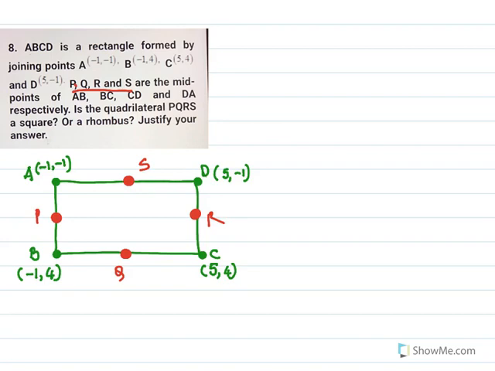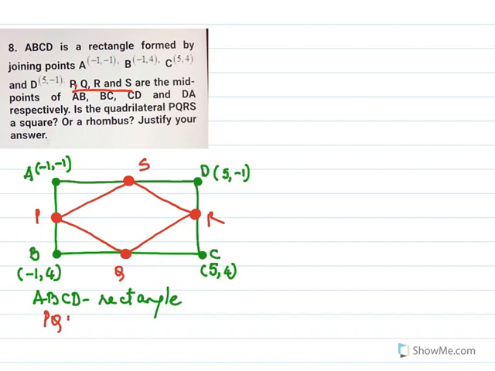We know ABCD, the green one, is a rectangle. We have to show what kind of quadrilateral PQRS is. ABCD is a rectangle, that is given to us. The question is, what kind of quadrilateral is PQRS? I'm not going to solve the sum in full, I'm going to do it very briefly.